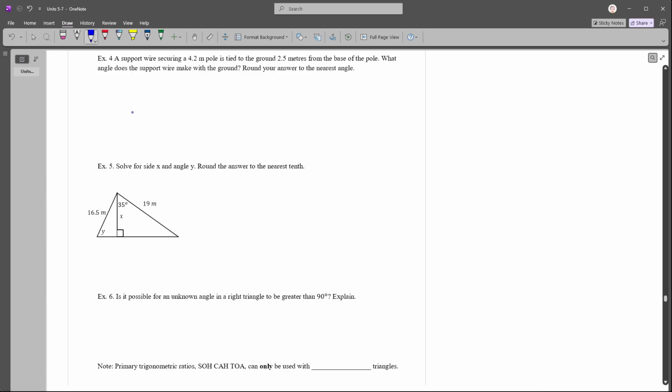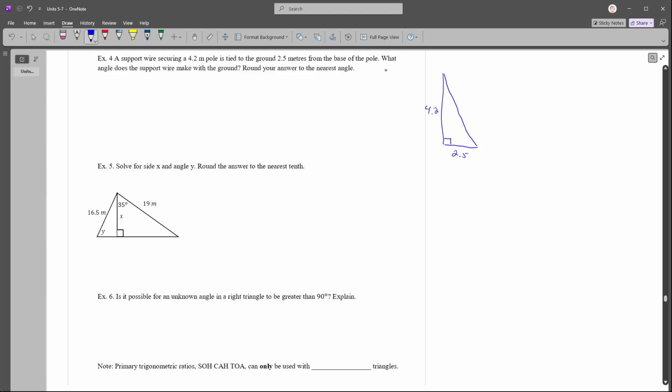A support wire securing a 4.2 meter pole is tied to the ground 2.5 meters away from the base. So the pole is 4.2 meters. So here's our pole, and that thing is 4.2 meters. And there is a wire tied to it, like so. And it is tied to it on the ground 2.5 meters from the base of the pole. So that's telling me this distance is 2.5. I have no idea how long the actual wire is, nor do I need to know. But I know that the ground and the pole are going to create a right angle.